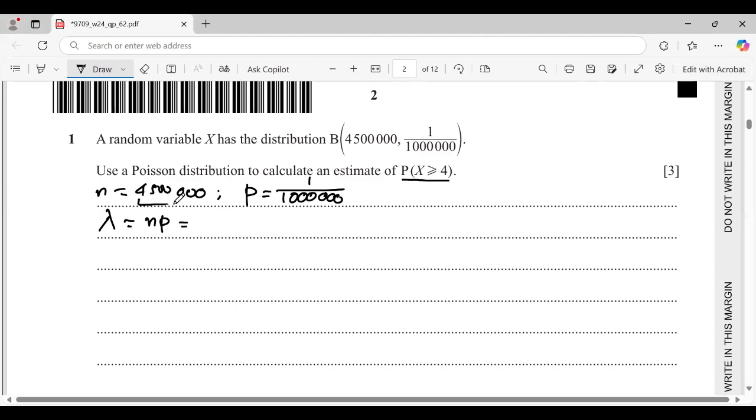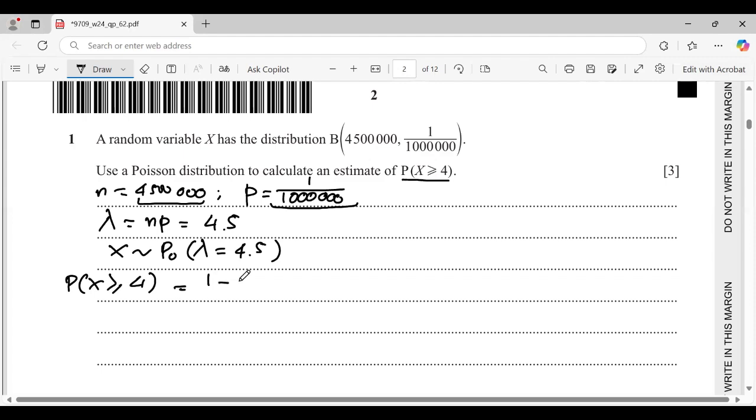So it means 4,500,000 multiplied by 1 over 1 million. So it becomes 4.5. So we approximate X with the Poisson distribution with lambda equal to 4.5. Next, we will compute the probability X greater than or equal to 4 using the complement rule.